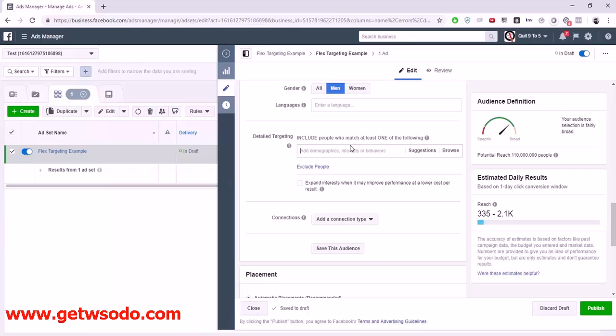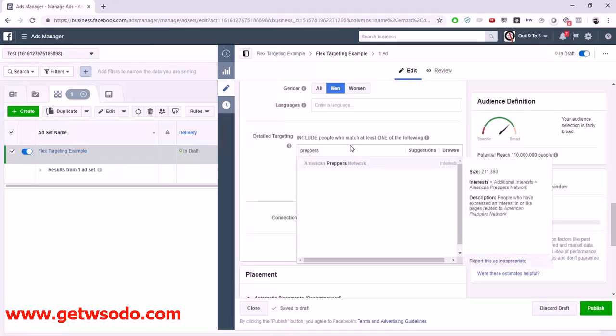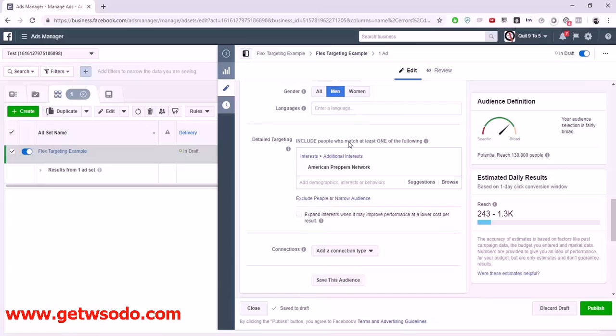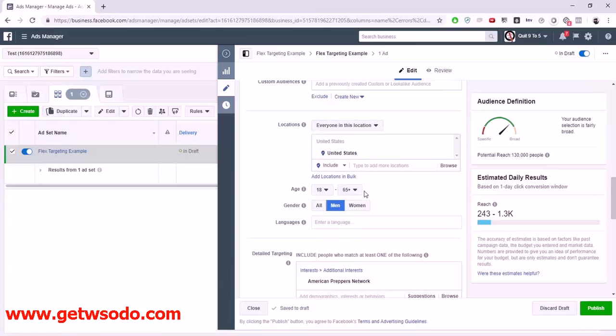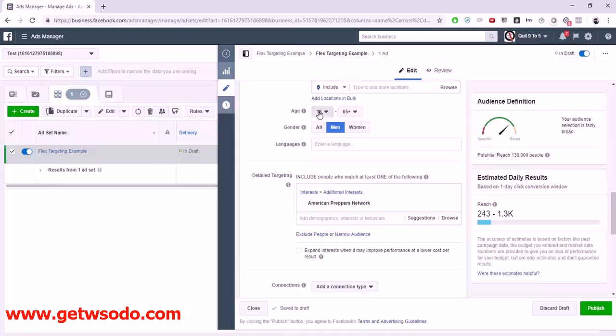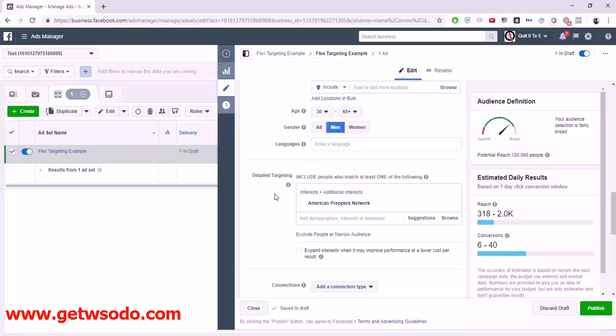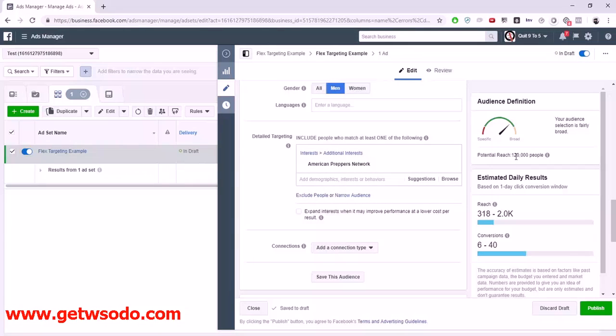So for example, preppers. So American Preppers Network. The size on this is only 211,000 people. So when I actually plug it in, I'm doing men 18 to 65 plus. So that's not even really what I want to target for power efficiency because most of the people that convert are over 30. So it's even lower now. We have 120,000 people in this targeting.